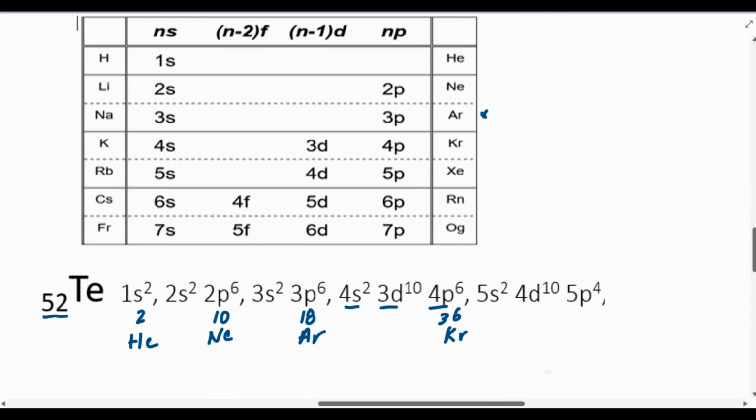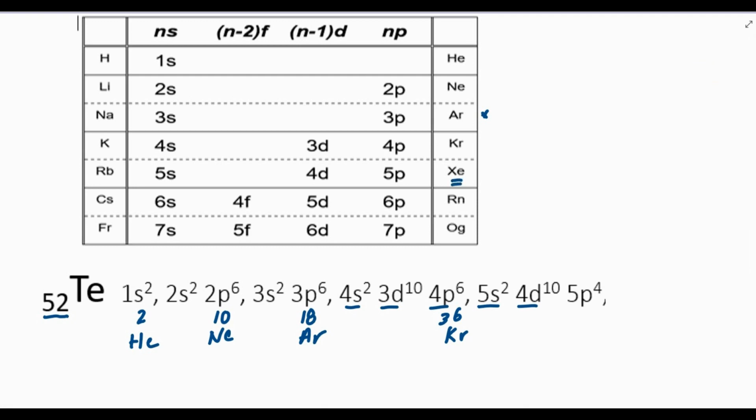Let's try the fifth shell. 5s2, 4d10 would be 5p6 if you went all the way across to xenon. That would be another 18, which would bring you to 54. If you went to 5p6, which would be xenon, you'd have 54. But we only want 52 for tellurium, and that's why this says 5p4, not 5p6. That is 52 electrons. That would be tellurium.